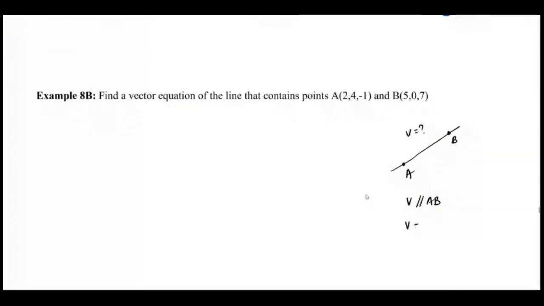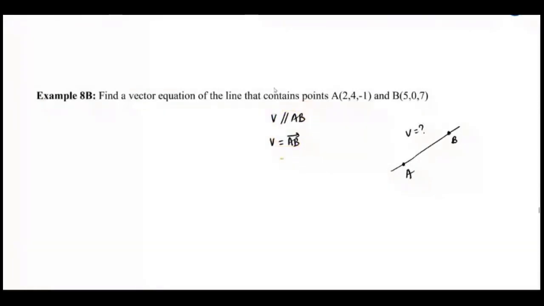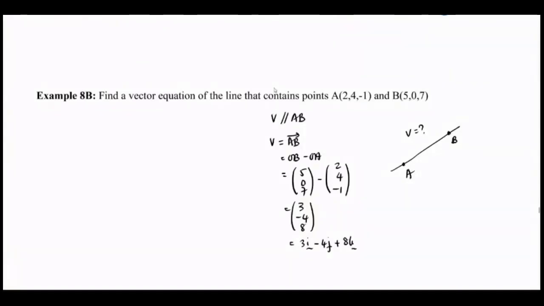So how do we find AB? OB minus OA. So OB is 5, 0, 7, OA is 2, 4, -1. So directly we have 3, -4 and 8. So your V is 3i minus 4j plus 8k. Okay, so V is done.